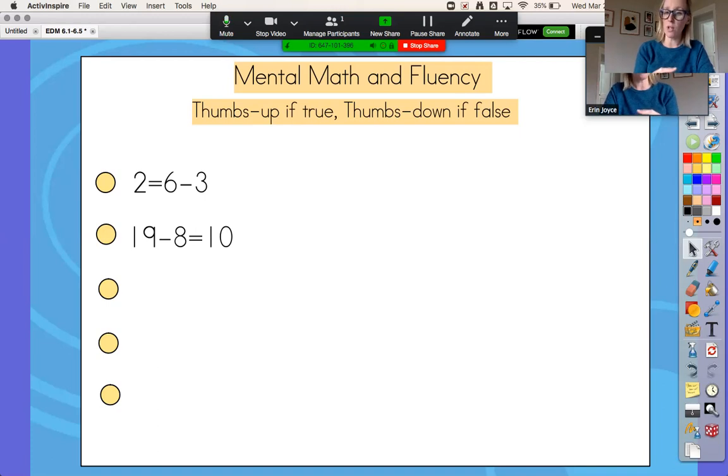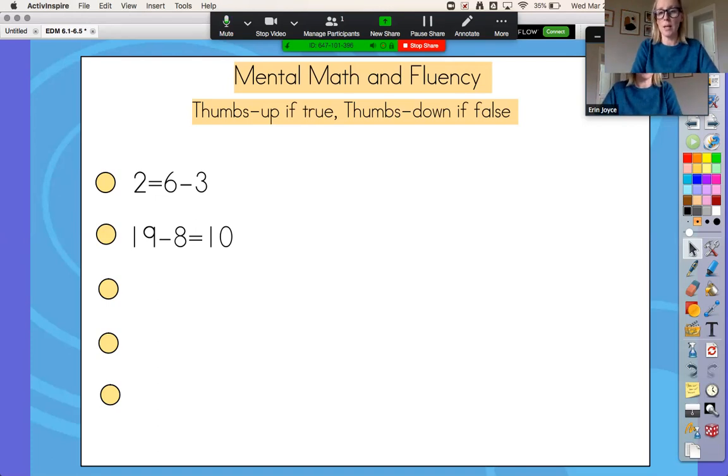Some of you might have also solved this to realize this is not true by saying, well, 19 is almost 20. It's just 1 away. So if it was 20, take away 8, I know it would be 12. So 19 minus 8 would be 1 more. That would be 11.